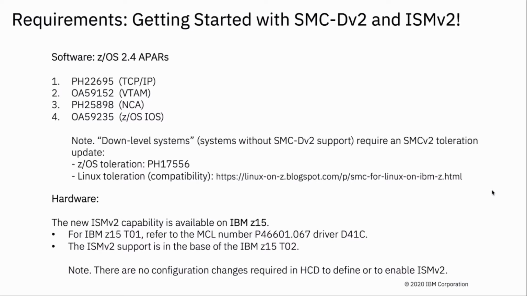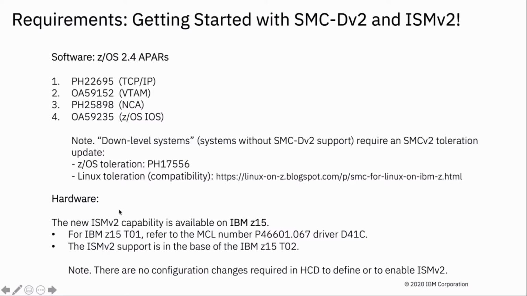And also for down-level systems, when you update a system and you want to turn on V2, your down-level systems will need a toleration APAR, and it's listed there as well. And if you have Linux systems that are using SMC and they're going to remain down level, then you also need their compatibility. We sometimes refer to it as toleration or compatibility, and they have a fix listed in that links as well. So before you enable V2, make sure any systems that are participating down level are updated.